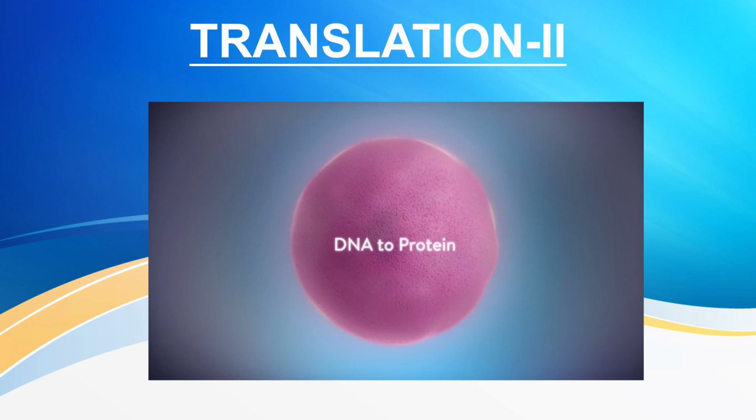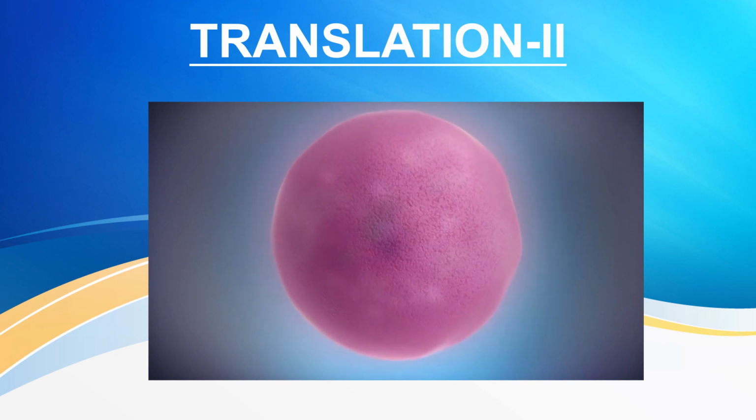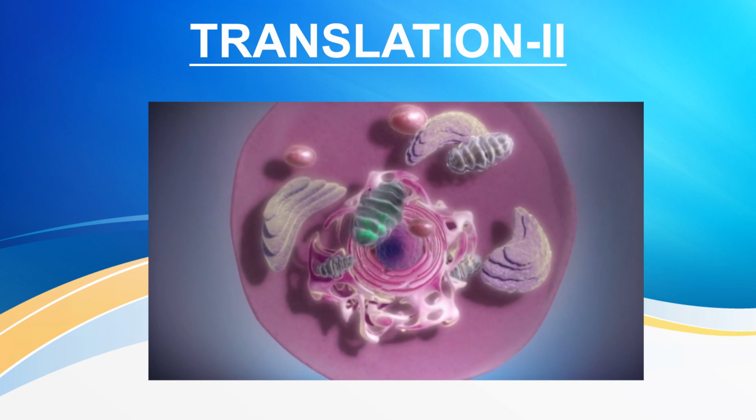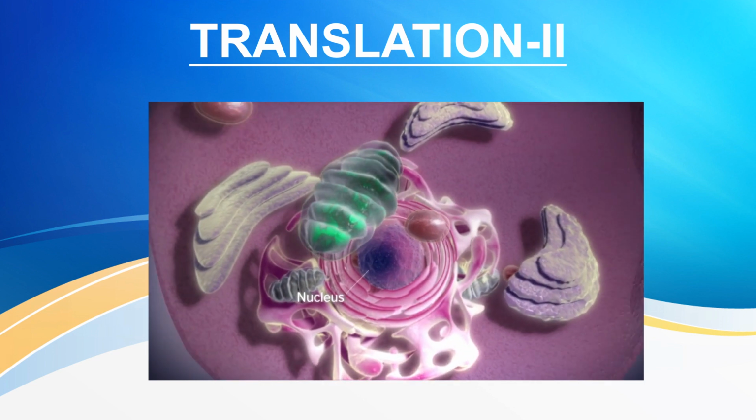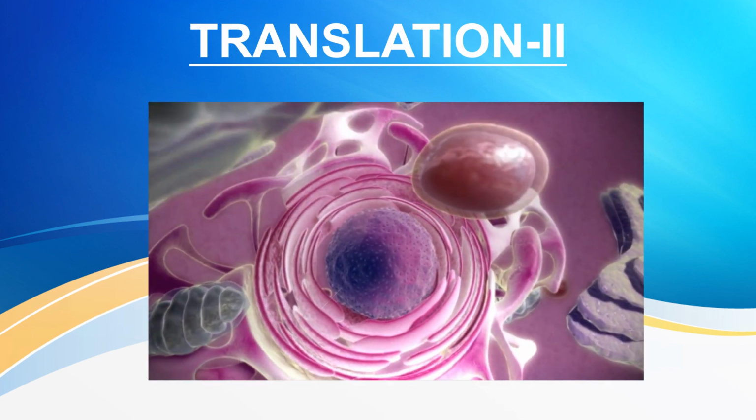Now we are going to see the process of protein synthesis through an animated video. Here is a cell, the basic unit of all the living tissues. In most human cells, there is a structure called the nucleus. The nucleus contains the genome.